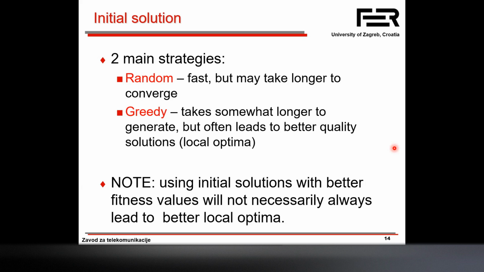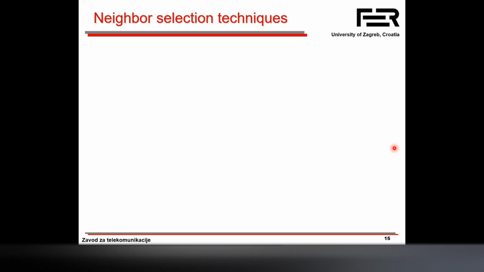So it's always good to try different initial solutions and different ways of obtaining this initial solution. So that's something that's referred to as a multi-start local search. So find an initial solution, run your local search, then try again with a different initial solution.